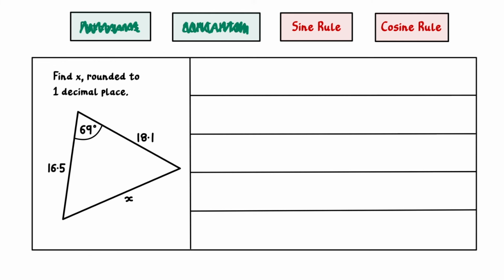Now, we should look at how many sides and angles are labelled in the diagram, including the unknown x. The sine rule requires 2 sides and 2 angles, whereas the cosine rule needs 3 sides and 1 angle. In our diagram, we have 3 sides and 1 angle. So here we'll need to opt for the cosine rule. This states that a squared equals b squared plus c squared minus 2bc times the cosine of A.